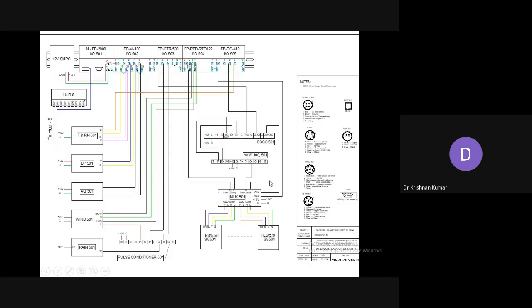Like that, everything is done. You are seeing here one of the other units. In unit 5, we have more sensors. All the pin configuration is given. And each unit is connected to the Ethernet hub. From there, it goes to the control room.